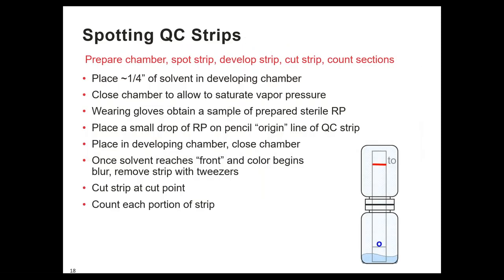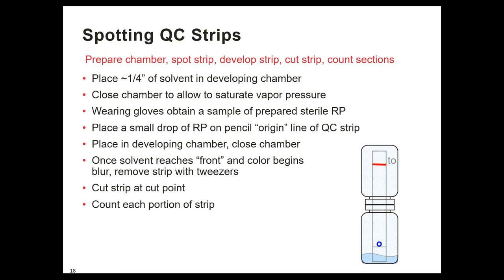But what you're doing here is you're going through the process of spotting QC strips. So in the red font at the top of the slide, I've given you the cliff notes: prepare the chamber, spot the strip, develop the strip, cut the strip, and count the sections.